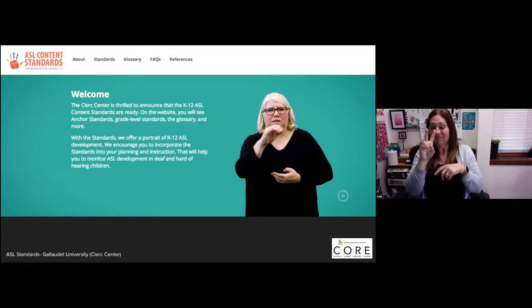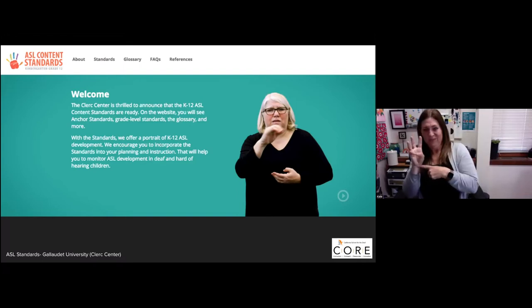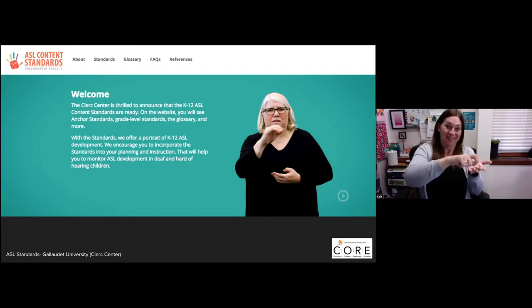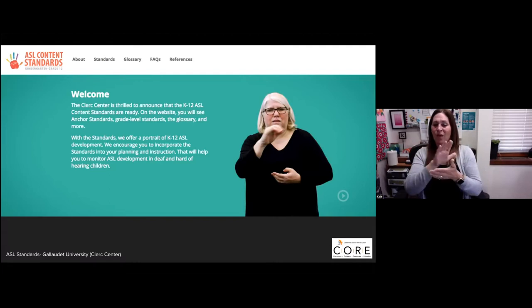And so you can watch, it's with viewing and then expressive language. So whatever you would read, we would view through sign language, and then whatever you would write as a hearing child, we would express through sign language. So it does run parallel. And so it's just a nice collaboration that we have, and anyone can have access to these ASL standards.